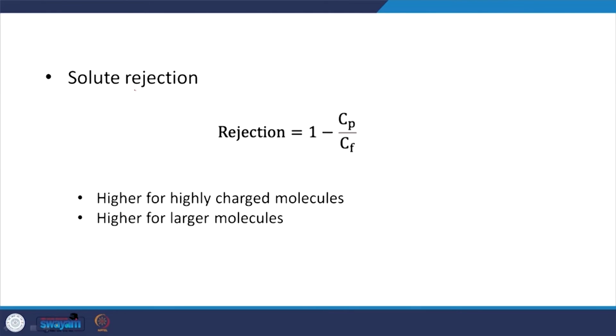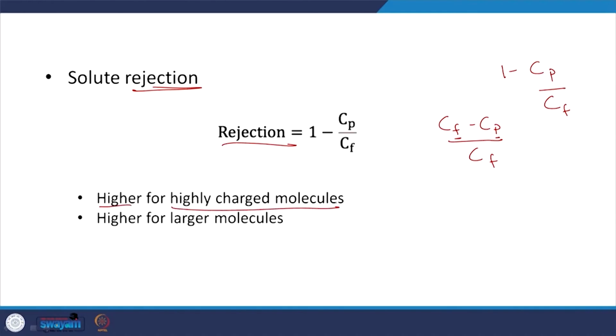So, solute rejection, what is rejection? Rejection is equal to Cf minus Cp by Cf, feed and permeate, or it is 1 minus Cp by Cf. This is with respect to the concentration of the relevant molecules. It is higher for highly charged molecules and higher for larger molecules. So, you can obviously understand that if a compound is relatively charged and larger, it is relatively easier to reject by RO.